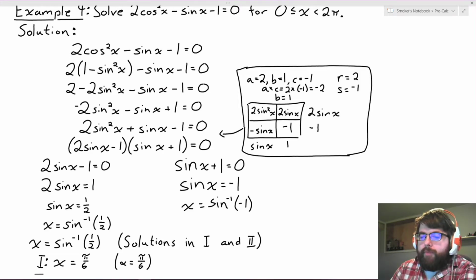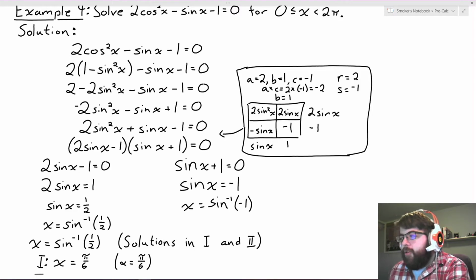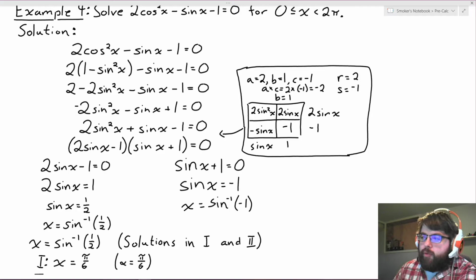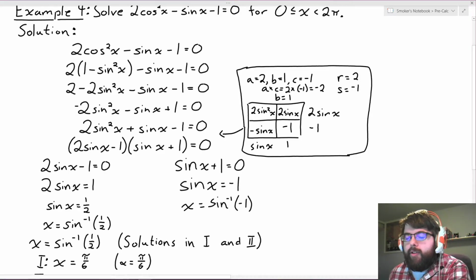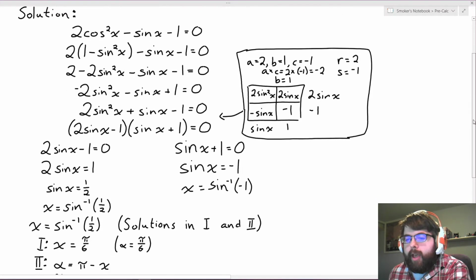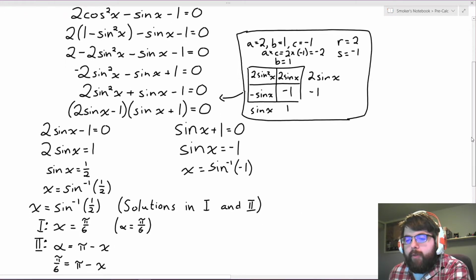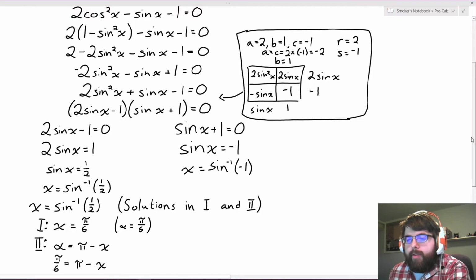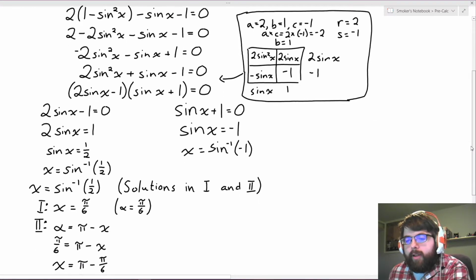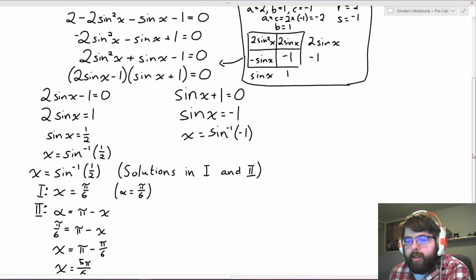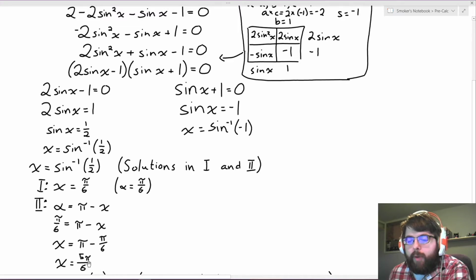So first of all, my first quadrant x angle measure is pi over 6. Because it's first quadrant, alpha is equal to theta, so my reference angle is pi over 6. Okay. Quadrant 2 reference angle formula is alpha equals pi minus x. I'm plugging in pi over 6, and for alpha, I'm solving this. So add x to both sides, subtract pi over 6 from both sides. Essentially, we have 1 minus 1/6, which is 5/6. So it's 5 pi over 6.